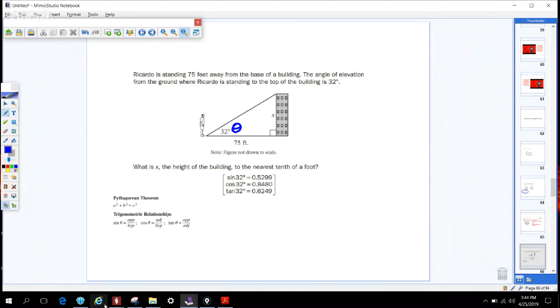Y'all are brilliant, yeah. It's the longest side, good remembering. So my hypotenuse is going to be this long line up here. And the way you can tell it's the hypotenuse is it's the side that's not touching the right angle. That's the hypotenuse.